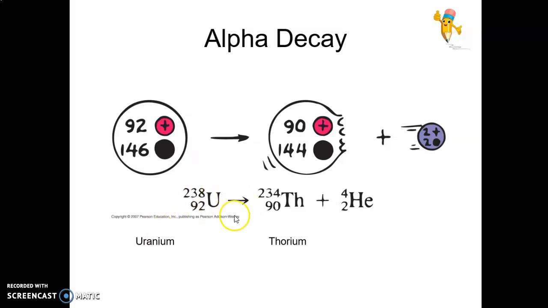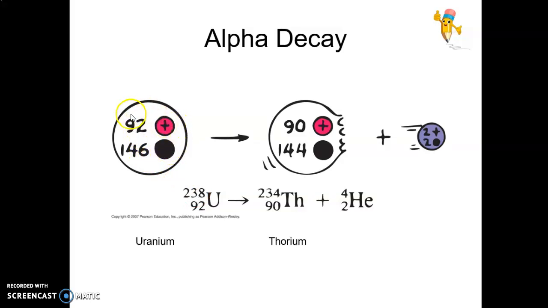So when we look at our isotope notation of uranium, U is going to be the element symbol. 92, which is this bottom number, is going to be the number of protons. And then this top number is going to represent your mass number. Your mass number is going to be comprised of your protons plus your neutrons.